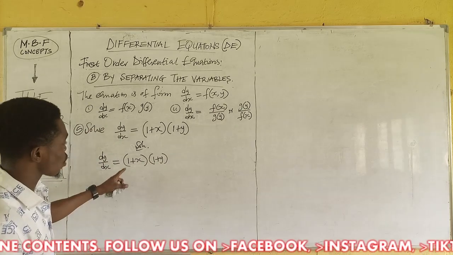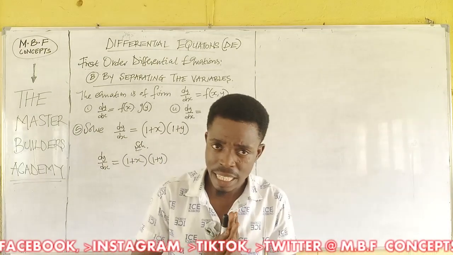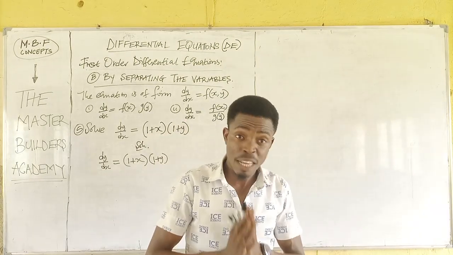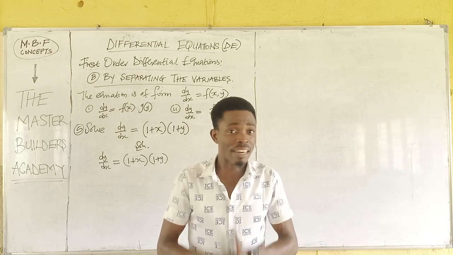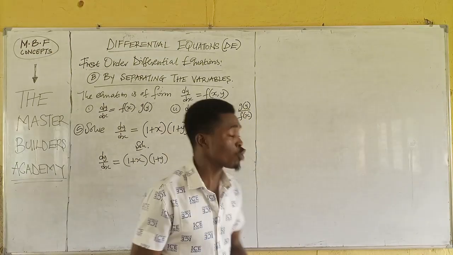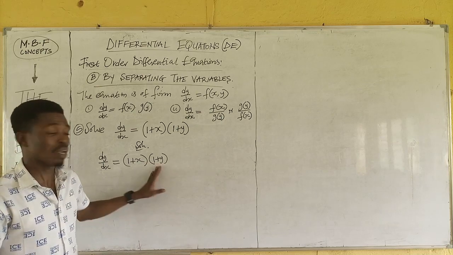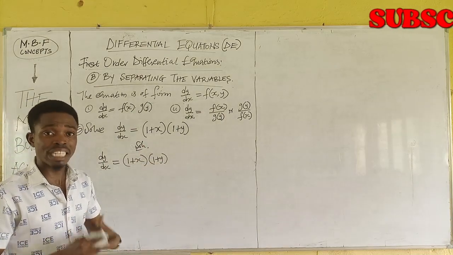When we look at this equation very well, we will discover that at the right hand side, we have a mixture of a function of x and a function of y, which shows that we can no longer use direct integration, right? Because we have x here and we have y here. So we have a function of x and a function of y. So this can no longer be solved with direct integration.